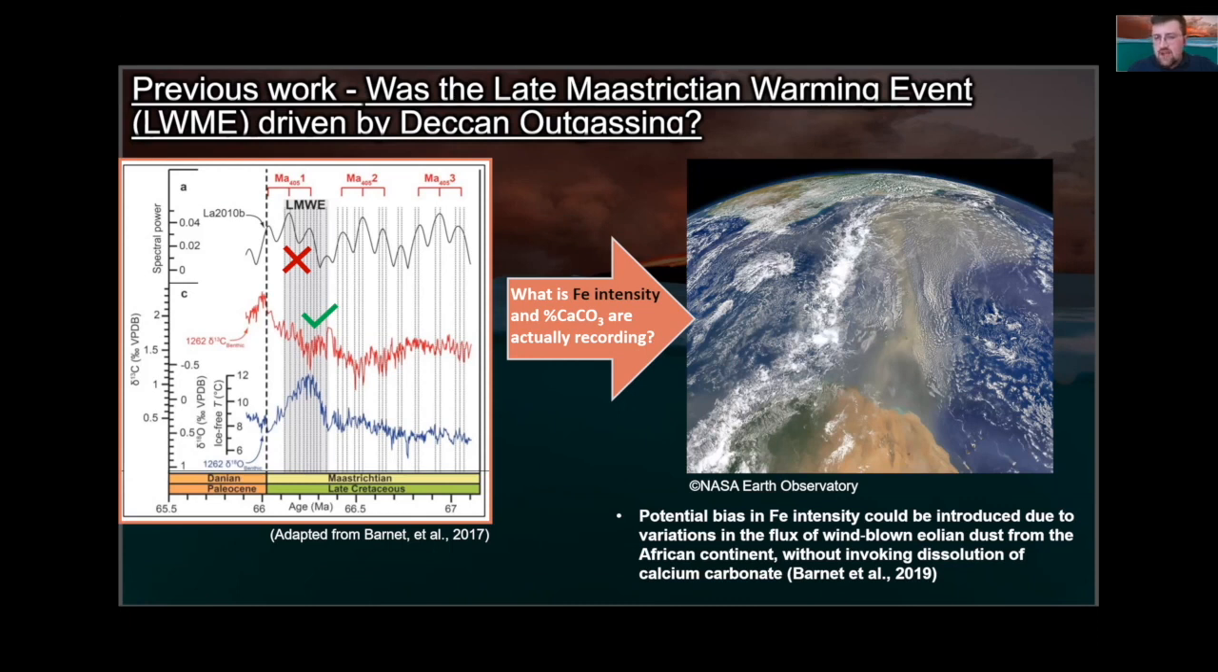There are other factors that influence the amount of iron or calcium carbonate in the core. For example, potential bias in iron could be introduced due to variations in the flux of wind-blown aeolian dust from the nearby African continent, where 1262, the deep sea site, is just located off the coast of Africa. So it's potentially that maybe there's influxes of dust that are coming in and skewing our records.